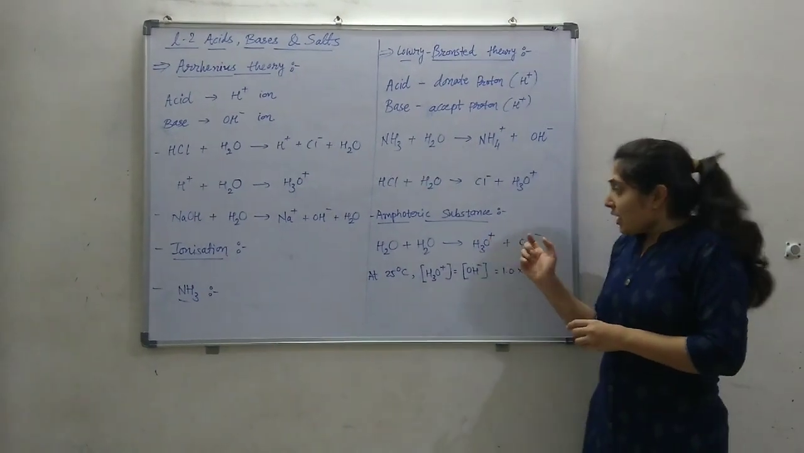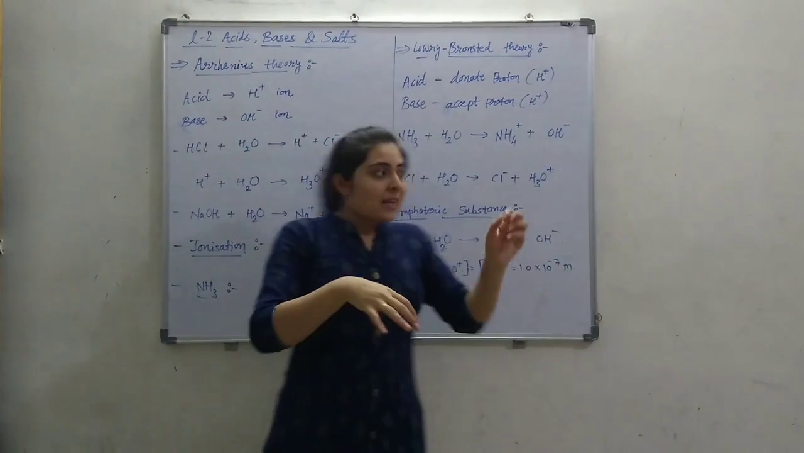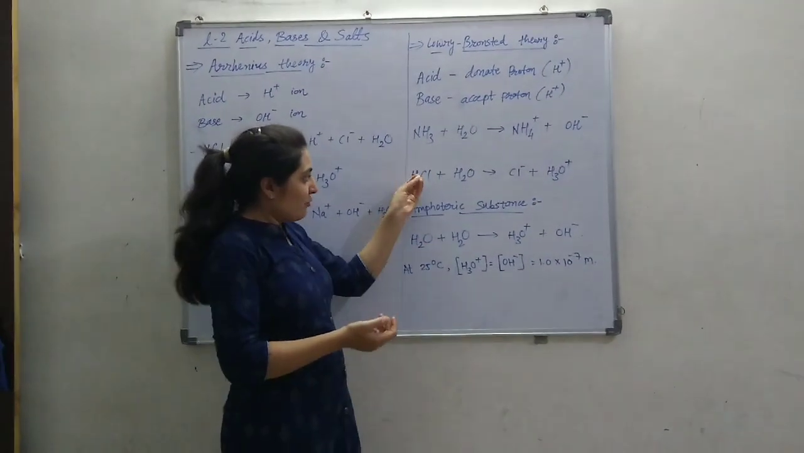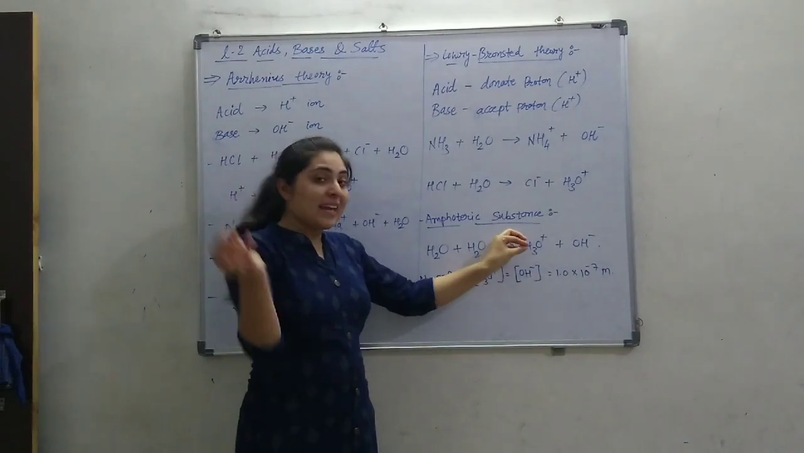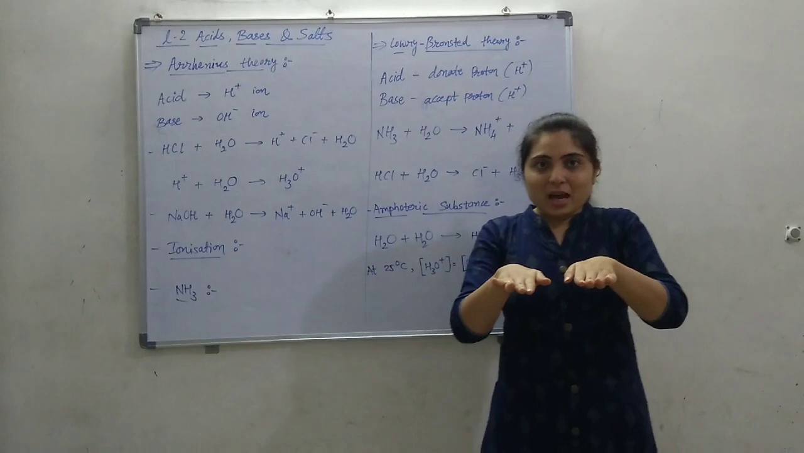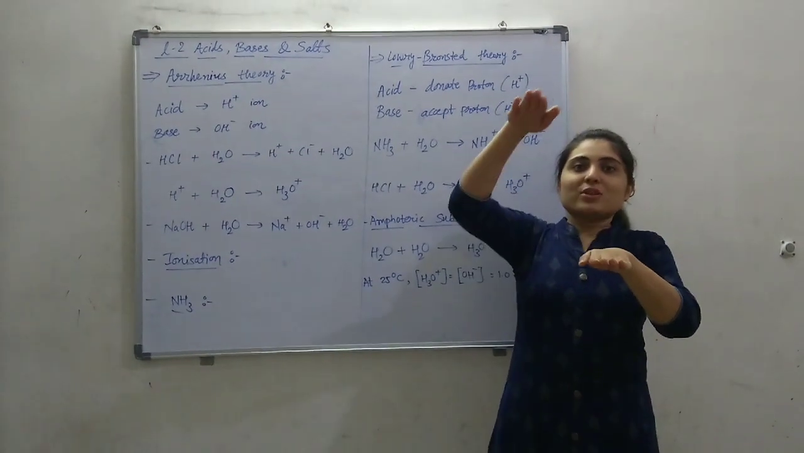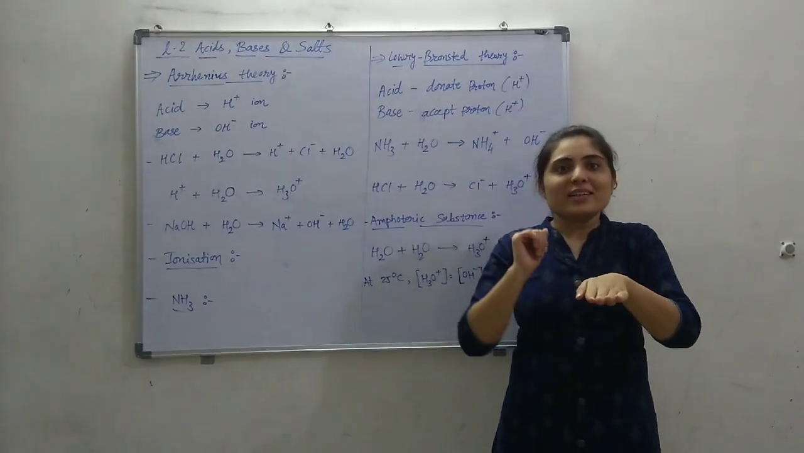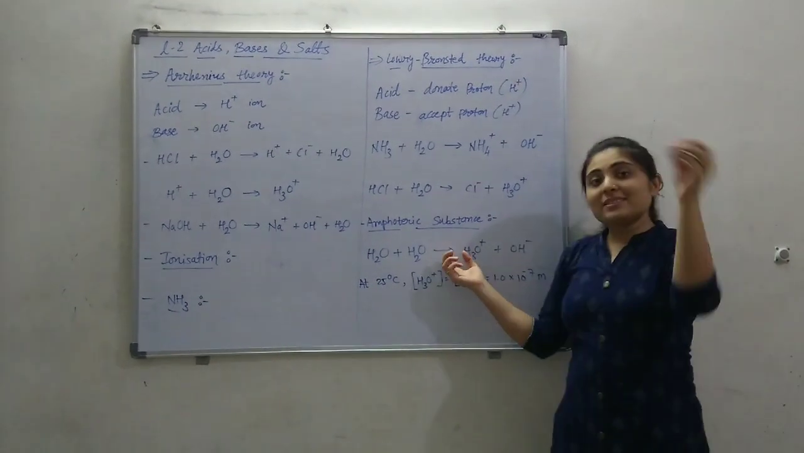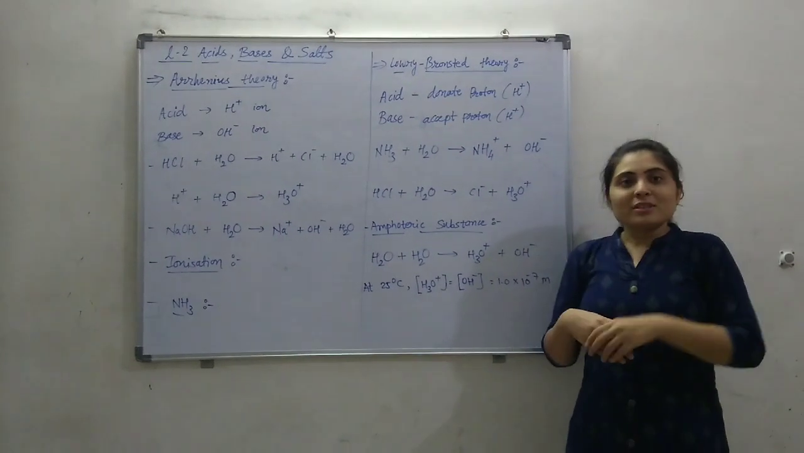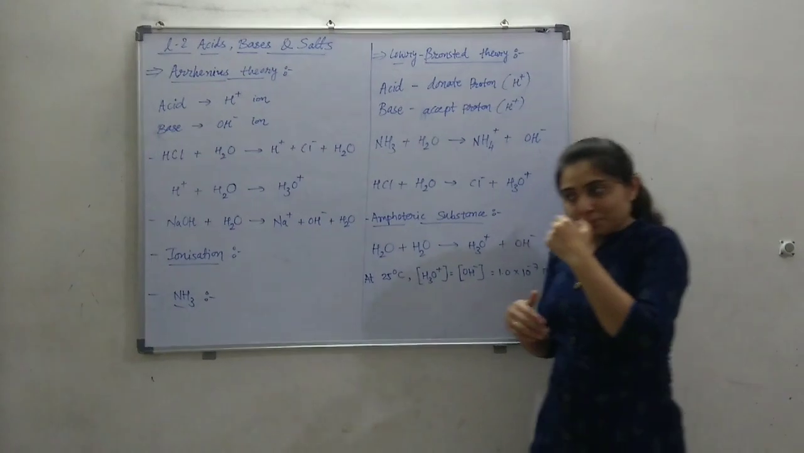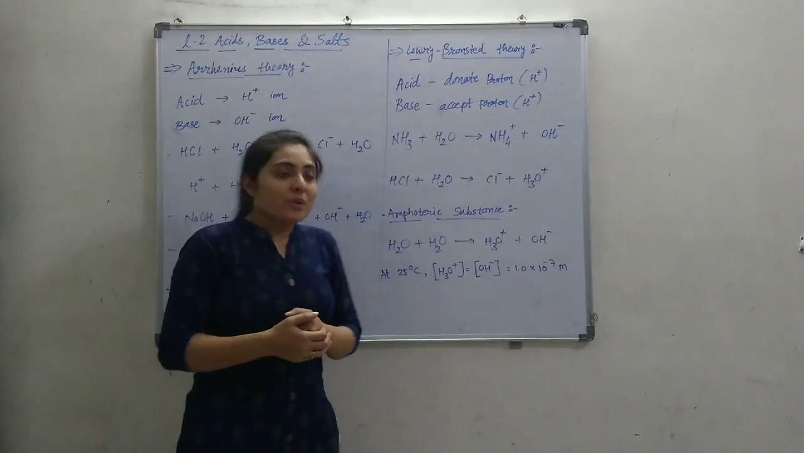Whenever acid is added to this pure water, it means we are adding H plus ions. H plus and OH minus are equal in number, but whenever acid is added, H plus is increasing. So acidic nature is dominating, and it shows the acidic nature. And if base is added, OH minus ions will be increasing, so it shows basic nature.